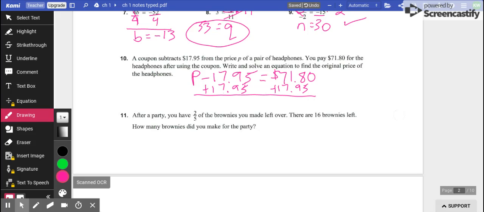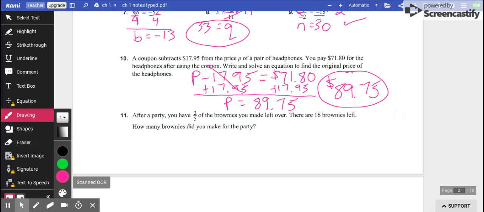In this class, it's always okay to use a calculator unless I've specifically said you should be able to do these things without a calculator. So we know our negative $17.95 plus our $17.95 cancels each other out. And then we just have to do that math on the other side. So when I do $71.80 plus $17.95, I get $89.75. It is a word problem. So for your final answer, you should have it labeled, which in this case, if we're talking about money, you need to make sure you have the dollar sign on it.